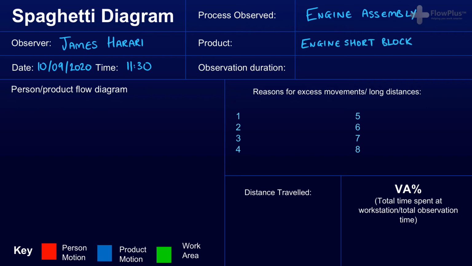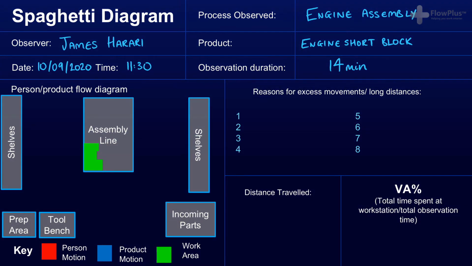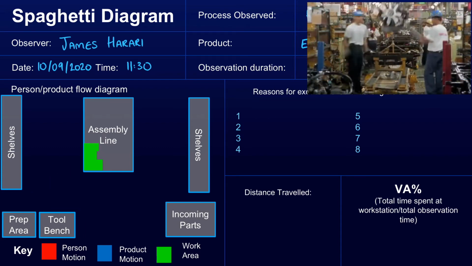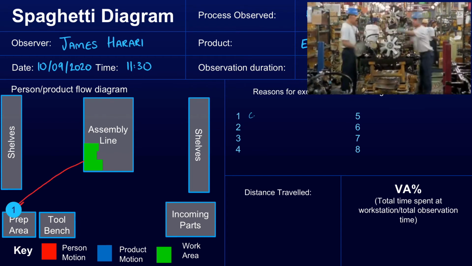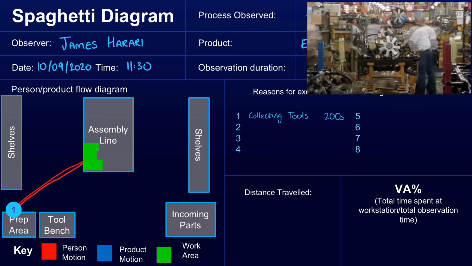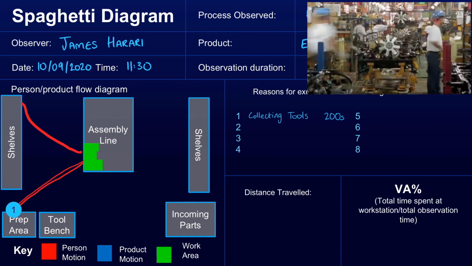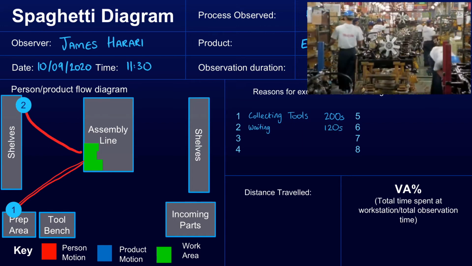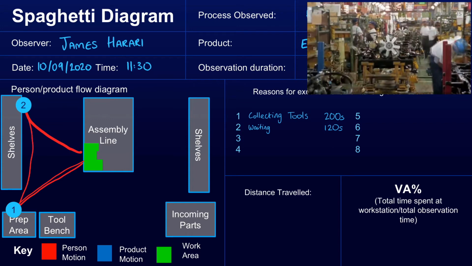Observation duration 14 minutes. Now that we've filled in the process data, we can start the actual observation. Please follow along with the video, the person product flow diagram, and the investigation section being completed simultaneously. For this example, we are following the person on the left-hand side of the video. He's now collecting the tooling. Now he is waiting. He's now in the prep area.